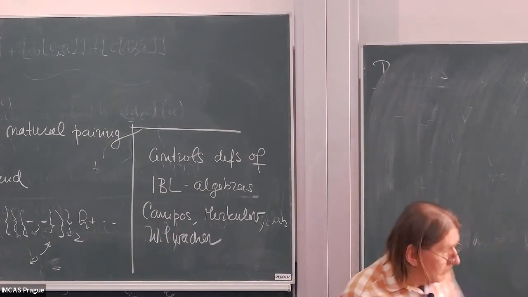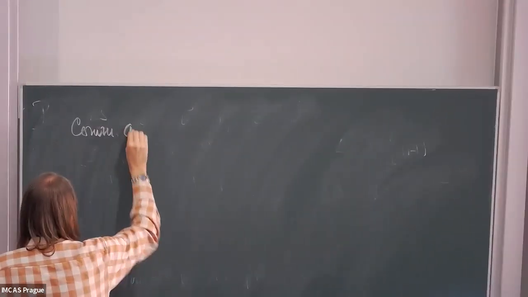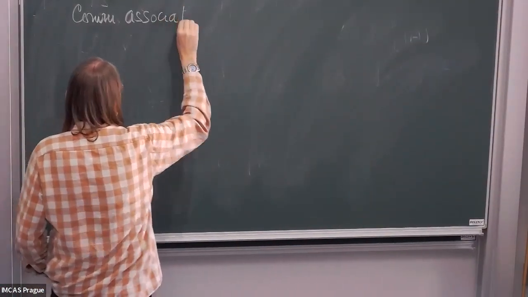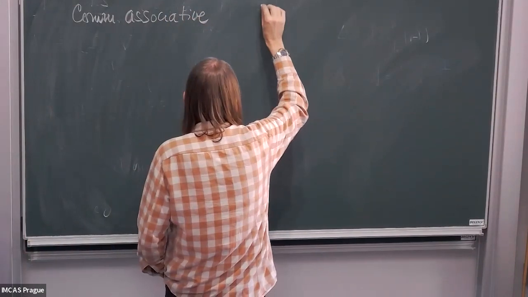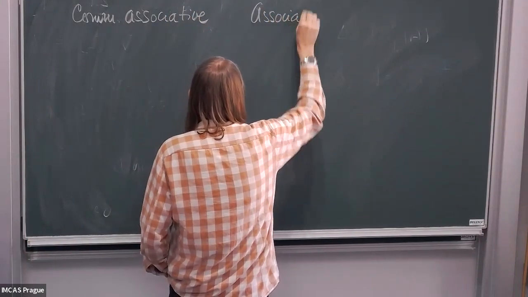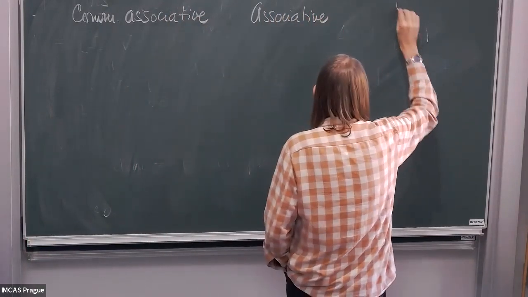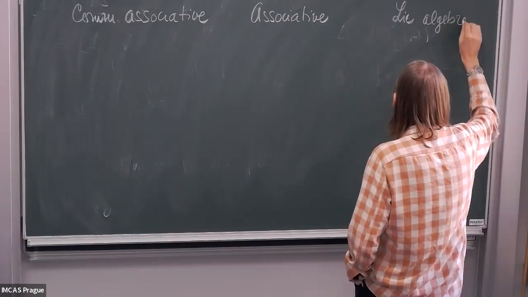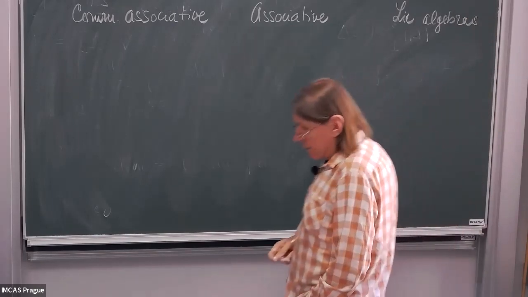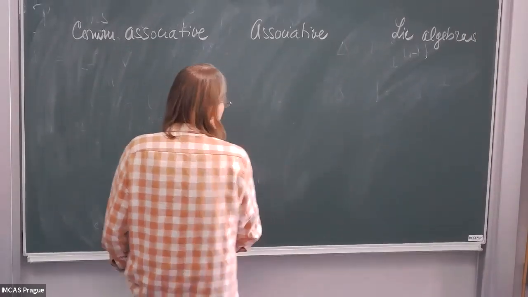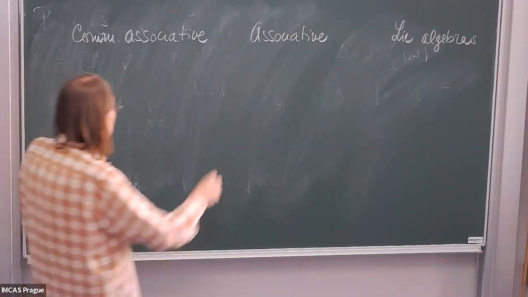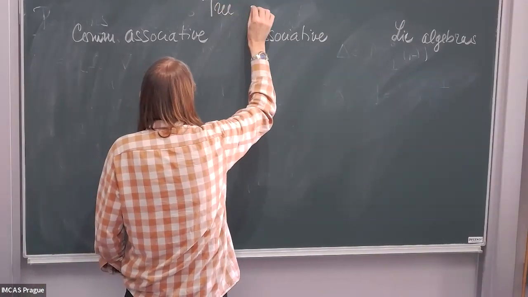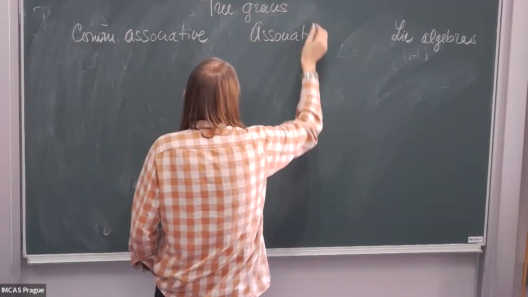Yeah. So, fine. Final remarks. Commutative associative algebras, just associative algebras, and Lie algebras. So this is a triple which was called, I think in a very appropriate way, the three graces by Loday.